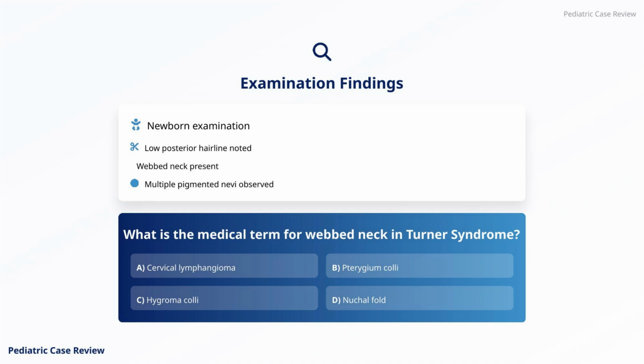During newborn examination, a low posterior hairline is noted with webbed neck and multiple pigmented nevi. What is the medical term for webbed neck in Turner syndrome? Option A, cervical lymphangioma. Option B, pterygium colli. Option C, hygroma. Option D, nuchal fold.